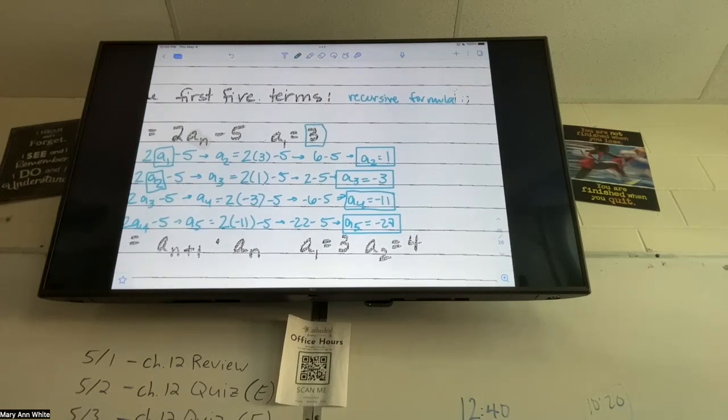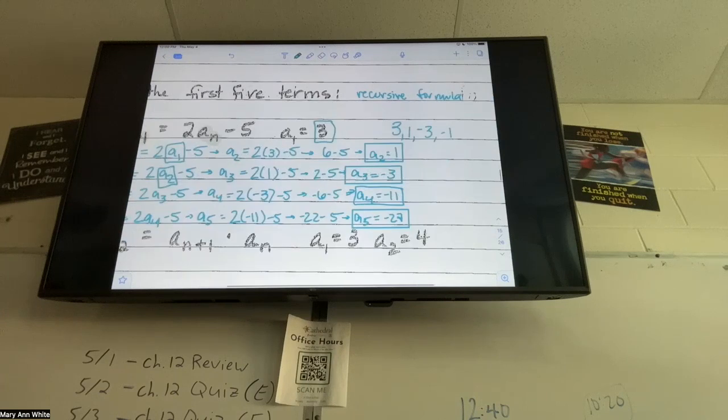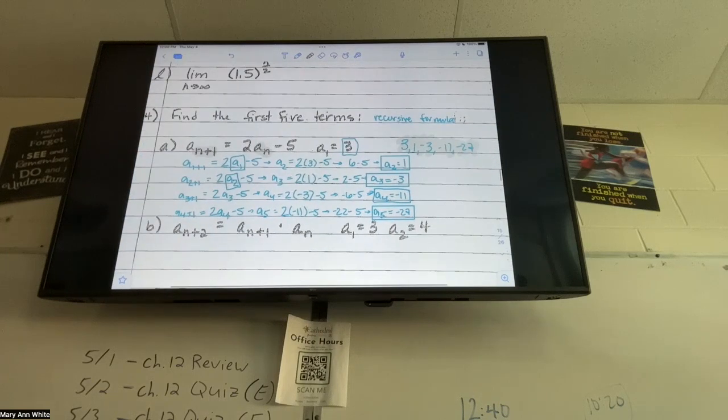Okay. So again, just like I said on the last one, I like to write this out like a series of numbers. It's 3, 1, negative 3, negative 11, negative 27. So that would be like my list of numbers. That would be my sequence of numbers if that's what I'd started with. Okay, does anybody have questions on that? I know it's a little funky. Let's do another one like that, and then I want you to try one on your own.